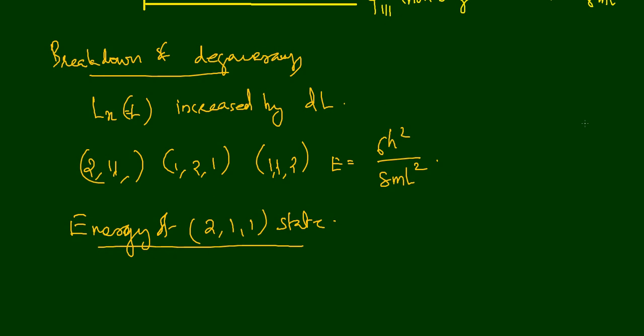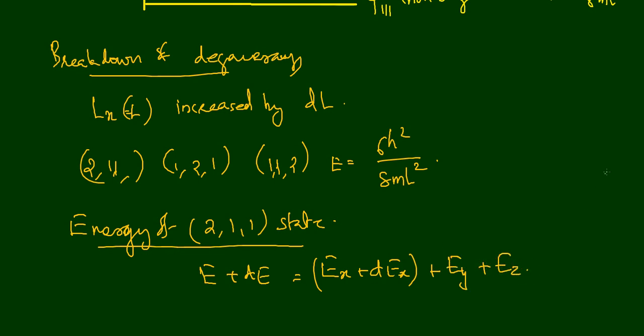So now you know that there is a slight distortion and there will also be some slight energy difference. So the energy E plus dE, that is the difference in energy, occurred because of the slight distortion in the dimension of the box. E plus dE is equal to Ex plus dEx, because the distortion happened in the x direction, plus Ey plus Ez, right?